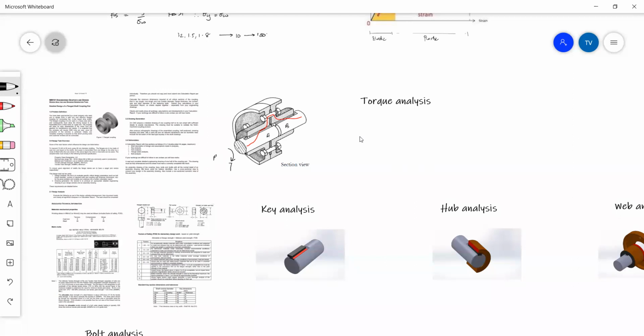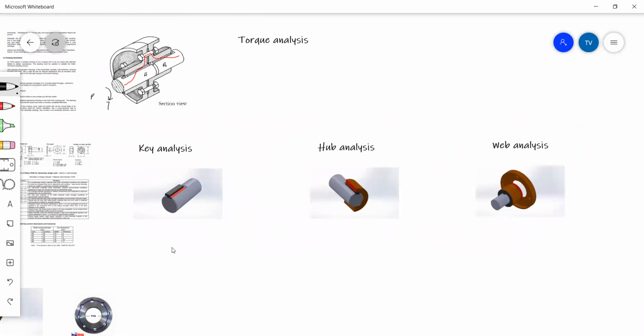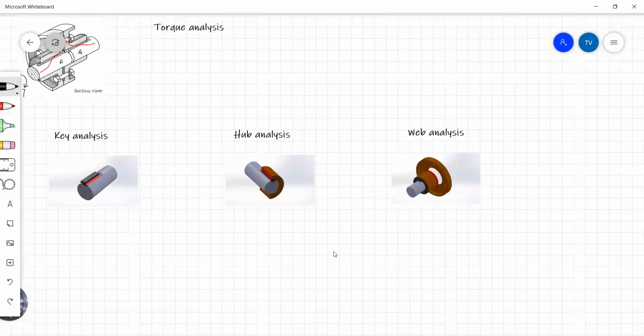And the design of each of those components then affects the subsequent component. So depending on the length of our key, it will affect the thickness of our hub. Then the thickness of our hub will influence the thickness of our flange. The thickness of our flange will then influence the positioning of our bolts and the number of bolts we use, and so on and so forth. So first one obviously is the torque analysis, finding the torque based on the power that we're given. Next one is the key, where we have to find our key length. Hub analysis to find our hub thickness and then our hub diameter. And then we come to the web analysis.